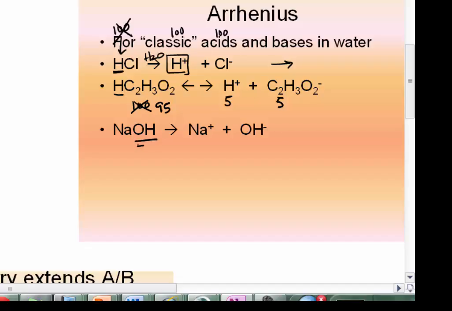Here's sodium hydroxide, which is our classic base, and it's a strong base, so it totally dissociates. For every 100 of these I put in solution, I have 100 of the ions and none of the molecular species.